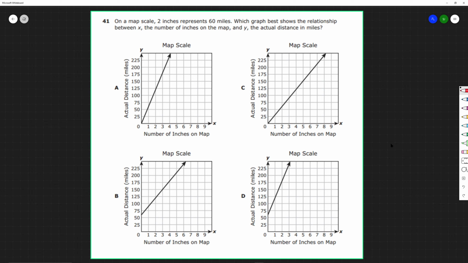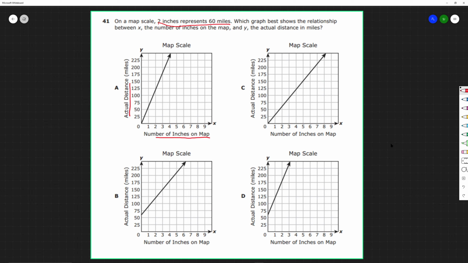On a map scale, 2 inches represents 60 miles. Which graph best shows the relationship between x, the number of inches on the map, and y, the actual distance? So we are looking for a graph that can correctly represent the relationship between the number of inches and the actual distance. And we were told that 2 inches represents 60 miles. So this is given information, and we just need to use this criteria to test all the 4 graphs.